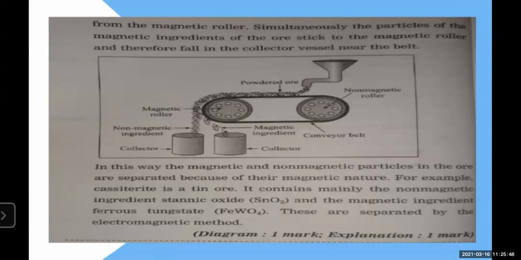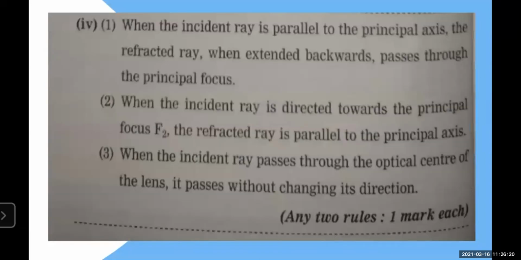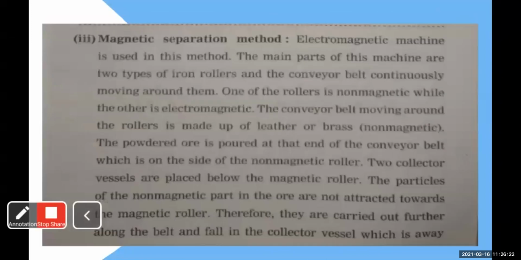So when you pour the ore, which is a mixed ore of iron or tin ore and all, it is working on the magnetic separation method. So when the conveyor belt is moving, the magnetic part goes ahead into the next collector and the non-magnetic is separated out in the first non-magnetic collector. Okay, it is simple. Try to understand the diagram. You can easily write in your own words. Okay. Next question, students. Fourth one, which we have.